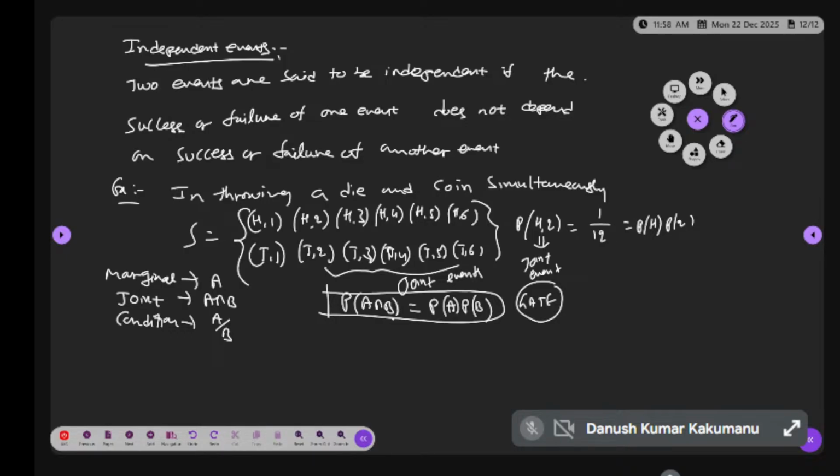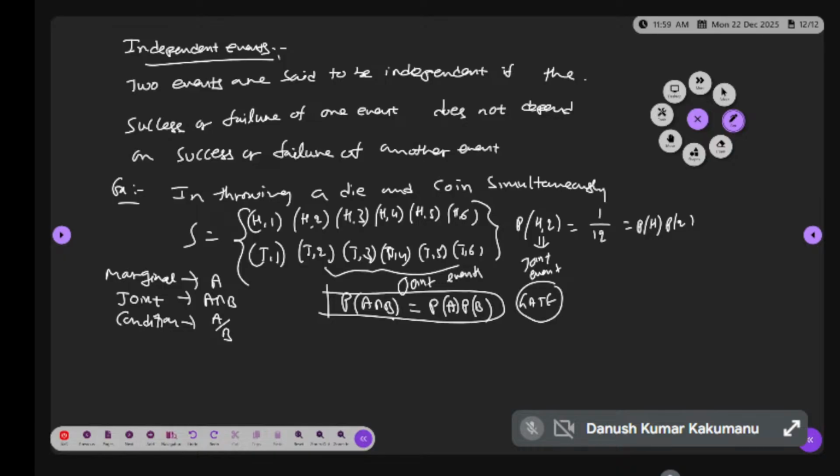For disjoint events, what is the condition? Disjoint means mutually exclusive. What is the condition for mutually exclusive? A intersection B is the null set, so P of A intersection B is 0. For independent events, P of A intersection B is P of A into P of B. Are they the same? They are not the same. You will find such questions also in the GATE paper. Mutually exclusive and independent, are they the same or not? They are not the same. Remember this condition for independent events.